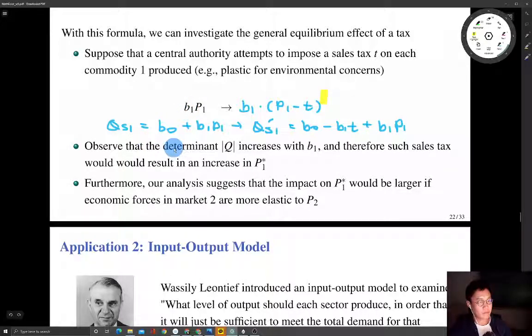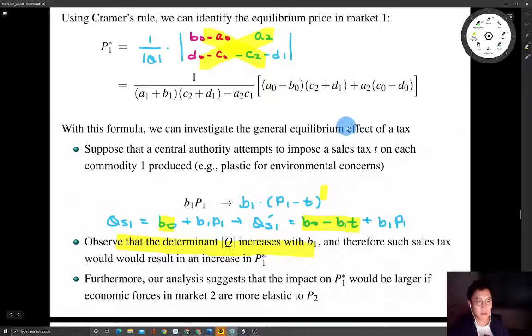And yeah, there is a typo in the second bullet point, but you may disregard this phrase. The determinant does not change with b1 because there is no change in b1. As a matter of fact, what changes is the y-intercept. The y-intercept of the supply curve changes to b0 minus b1t. That means this b0 that only appears in this bracket goes down after tax.